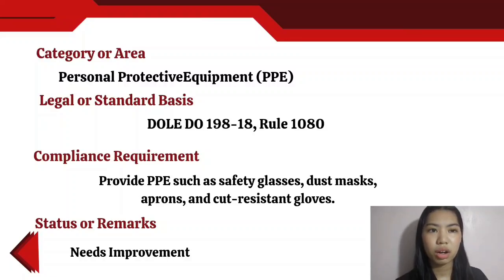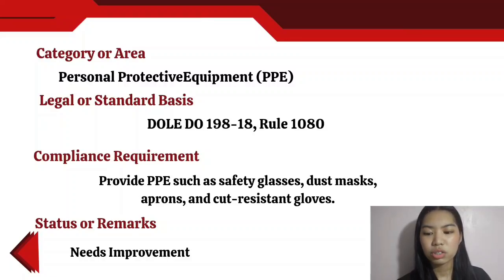How does this relate to our major? As a food and service management student, we must use appropriate PPE to avoid cross-contamination and ensure the food we serve is clean. Wearing PPE during food preparation will minimize the risk of foodborne illnesses.